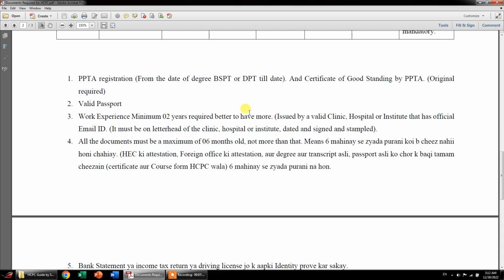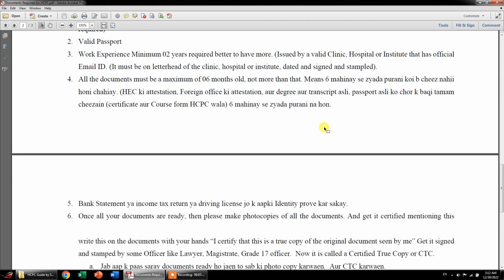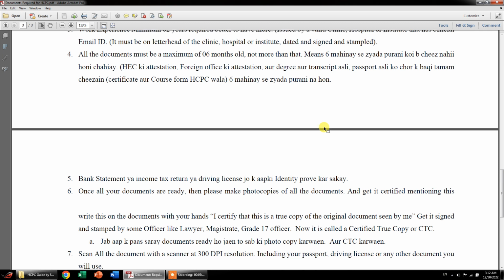It should be issued by a valid clinic, hospital or institute that has an official email ID or some sort of website, and it must be on the letterhead of the clinic, hospital or institute. That should be dated, signed and stamped by the in-charge or relevant authority that can verify the document as and when needed. Now all the documents must be a maximum of 6 months old, as I've told you above, and not more than that.